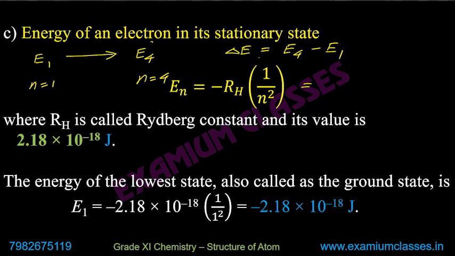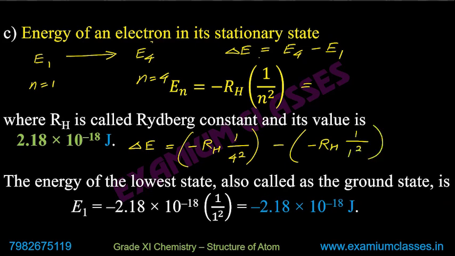For example, initially you have money 10,000 rupees and after you have 12,000 rupees. So what will be the difference? Difference will be 12,000 minus 10,000, means 2,000 you have more. It will not be 10,000 minus 12,000. Final minus initial always. So delta E in this case will be E4, which is minus RH 1 by 4 square, minus E1. E1 will be minus RH 1 by 1 square.